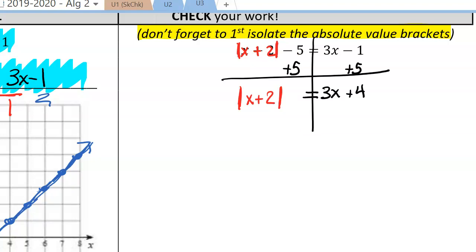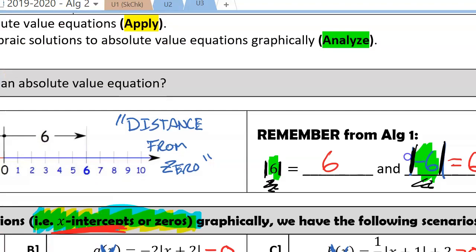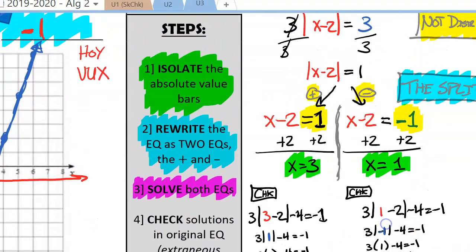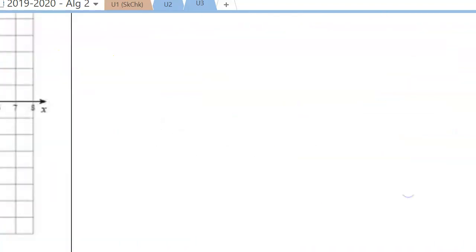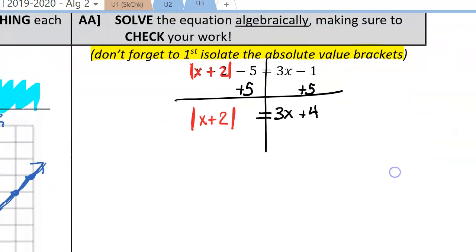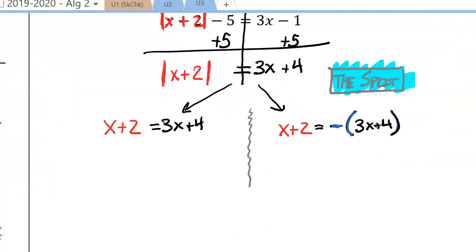Okay, so at this point in our previous problem, we had it set equal to a number, and we rewrote the equation at the split as the right-hand side being positive and the right-hand side being negative. We're going to do exactly the same thing, even though there's more stuff happening here. So we're going to recopy whatever's in the absolute value, x plus 2, over. But we're going to write it as equal to 3x plus 4, just normally as it is, or in this case, the positive case.